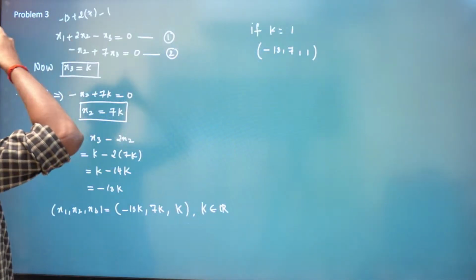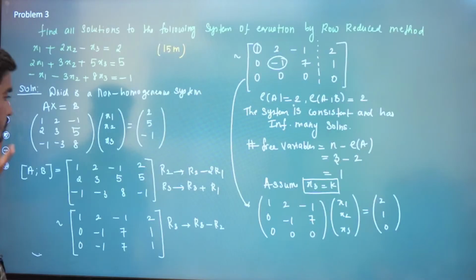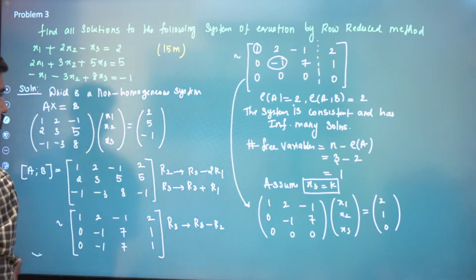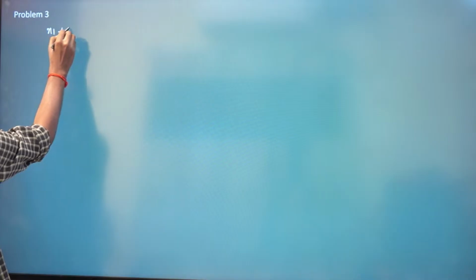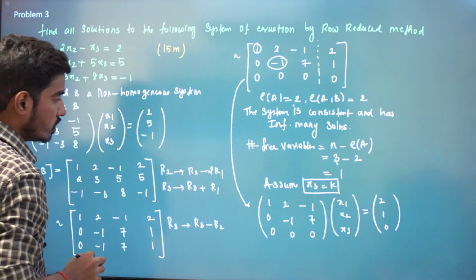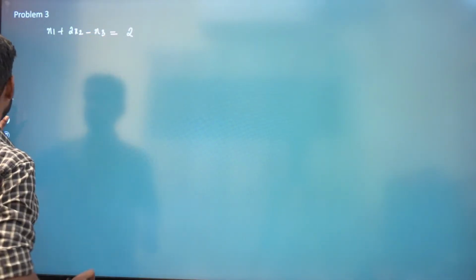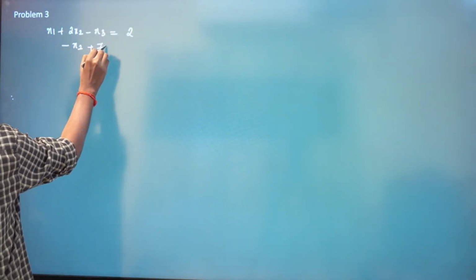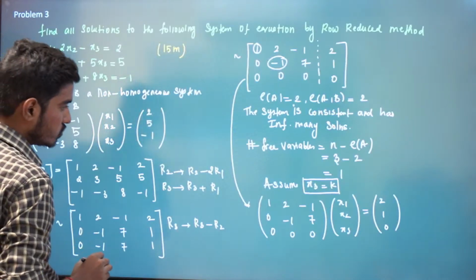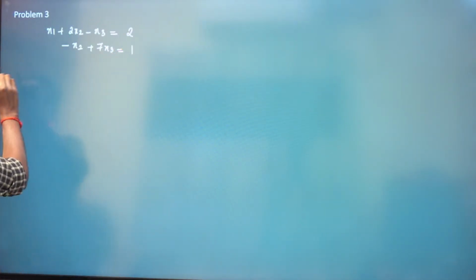Okay, I think I have made a mistake. Sorry. It is equal to 2, right? Okay, x1 plus 2x2 minus x3 is equal to 2. And then we have minus x2 plus 7x3 is equal to 1. Okay, sorry for wasting your time.